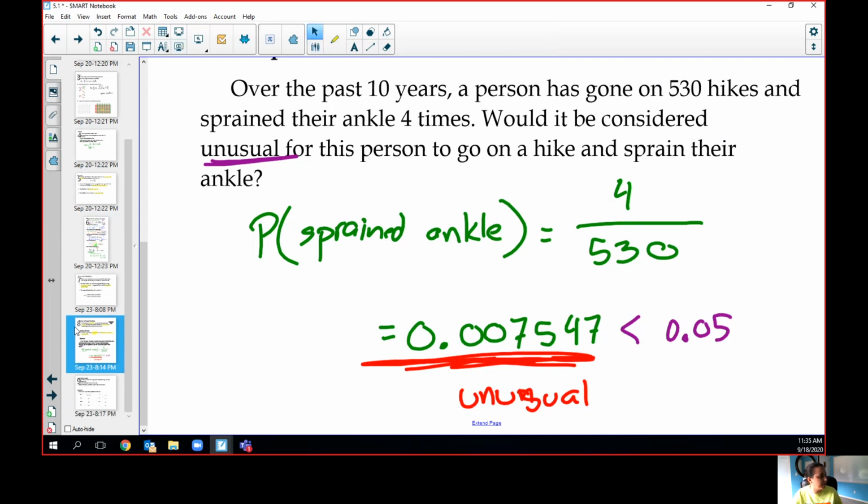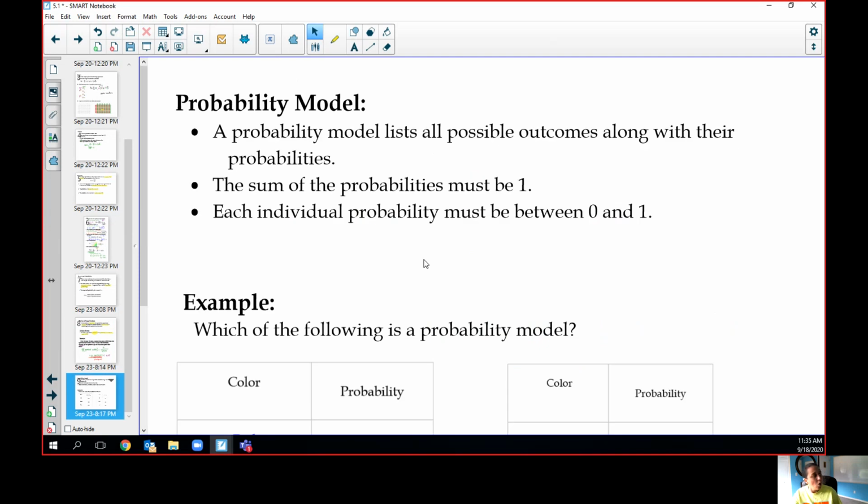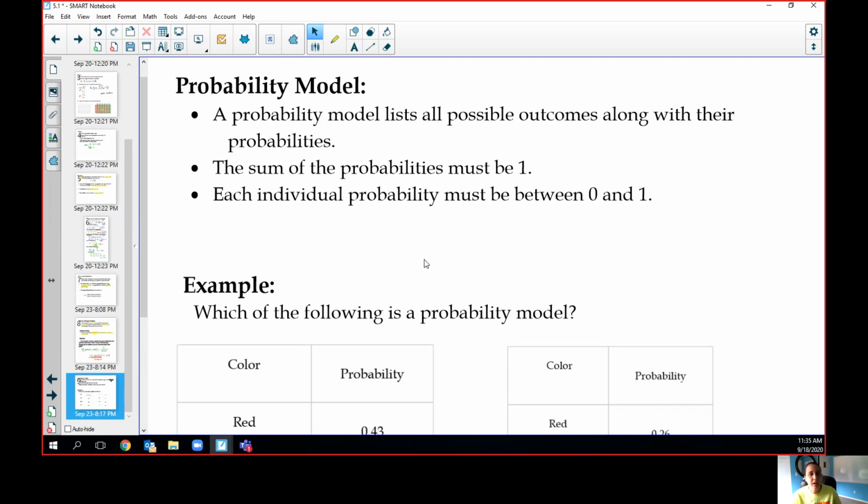Our last slide for this section, we're going to talk about probability models. A probability model lists all the possible outcomes along with their probabilities. The sum of these probabilities must always add to 1, and each individual probability must be between 0 and 1.